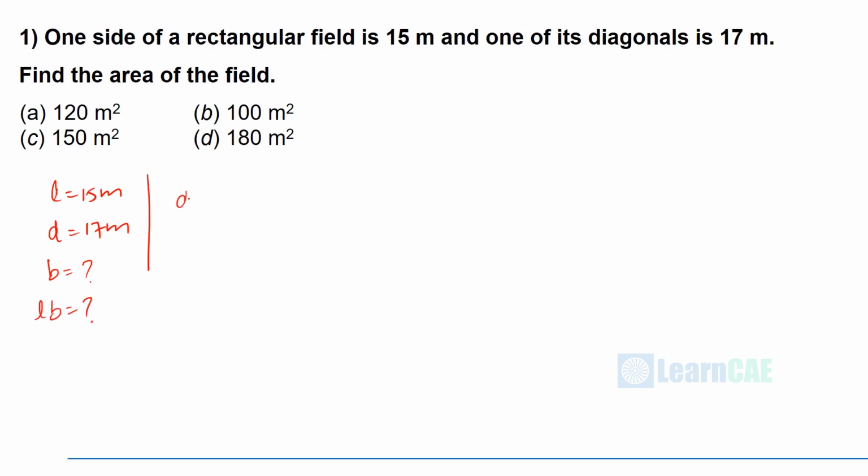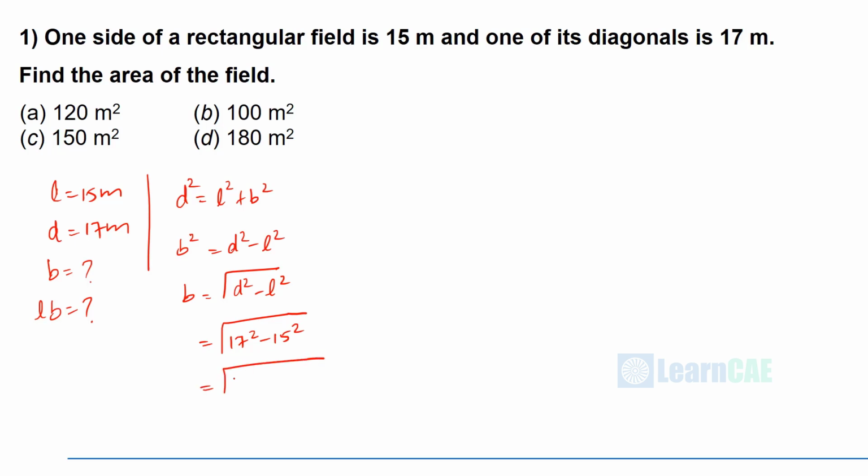So we know the diagonal formula, d square is equal to l square plus b square. b square is equal to d square minus l square, and b is equal to square root of d square minus l square. We shall substitute the values, 17 square minus 15 square. We can write this in the format of a square minus b square formula, which is (a plus b) into (a minus b). 17 plus 15 into 17 minus 15, which is equal to 32 into 2, which is square root of 64, which is equal to 8.